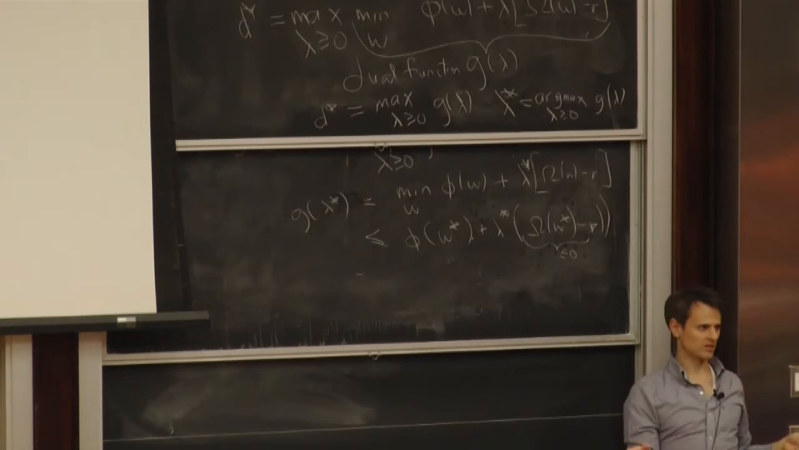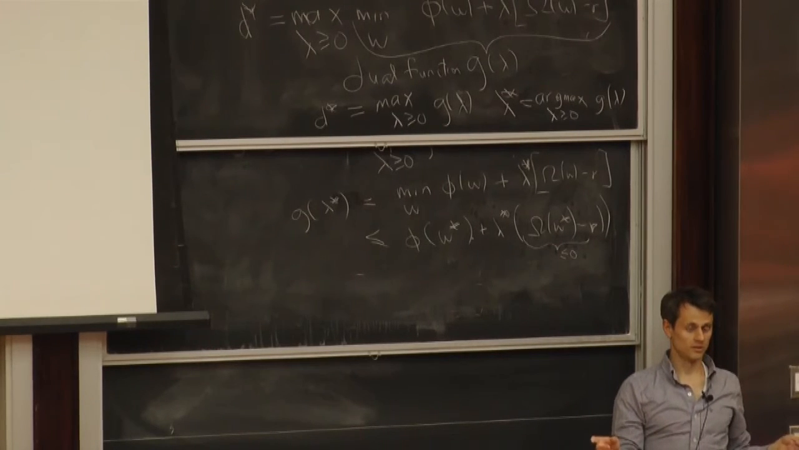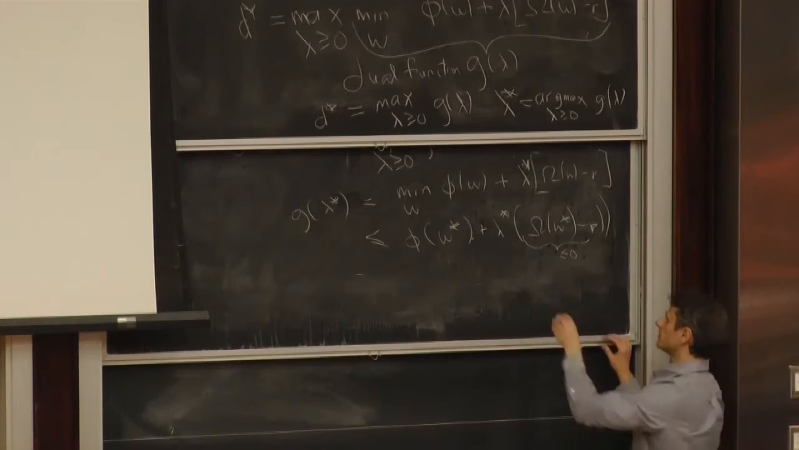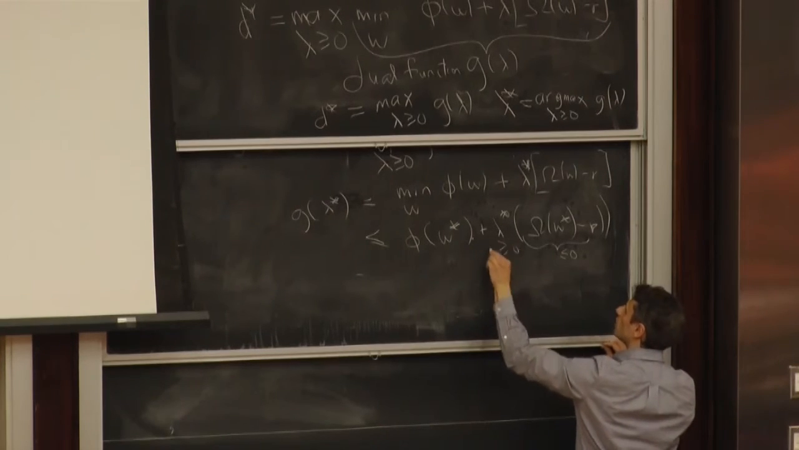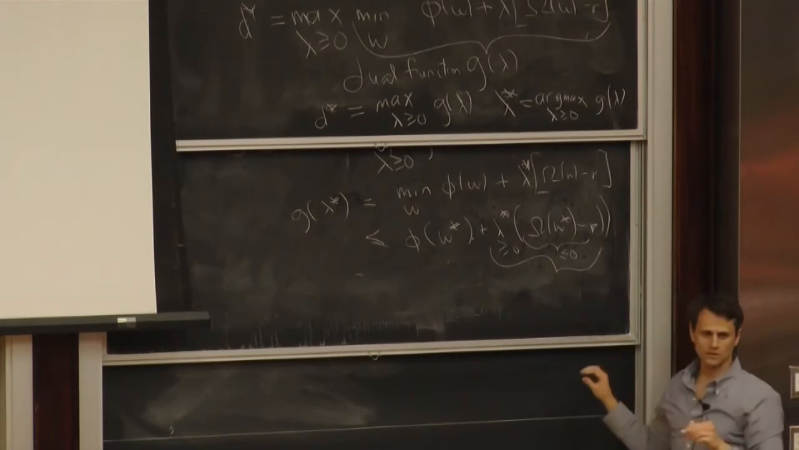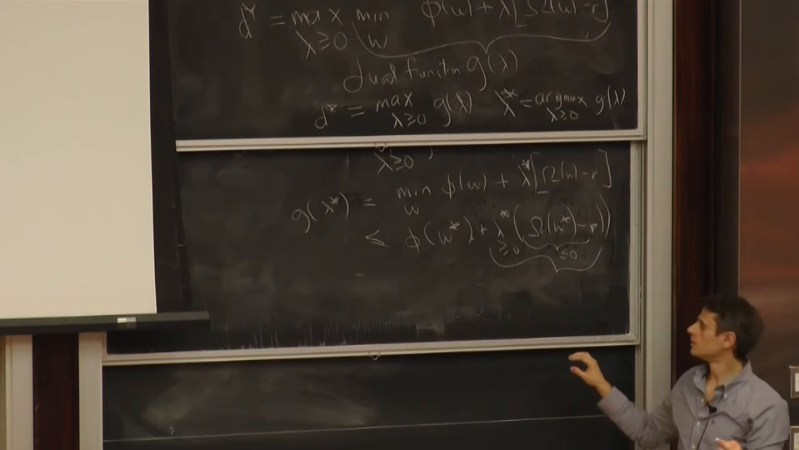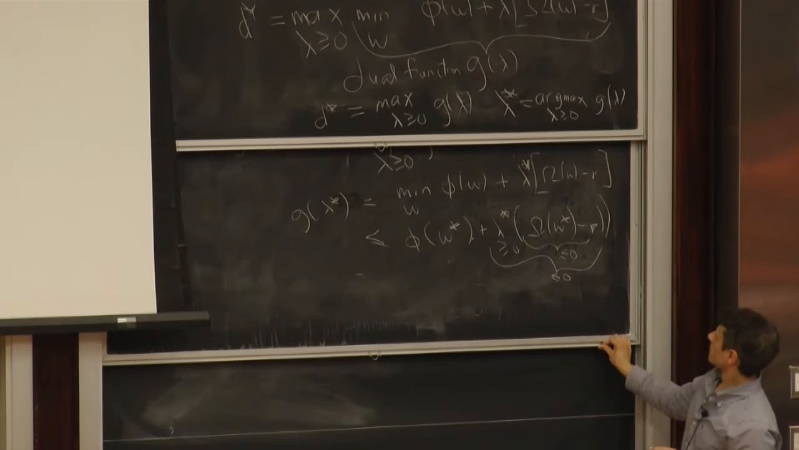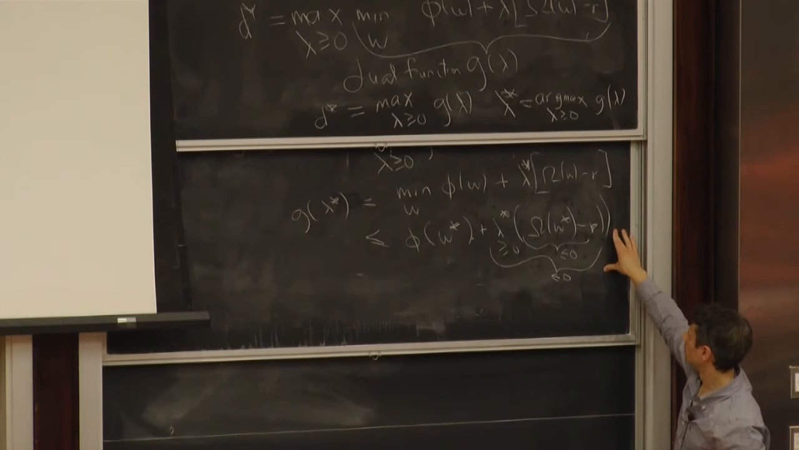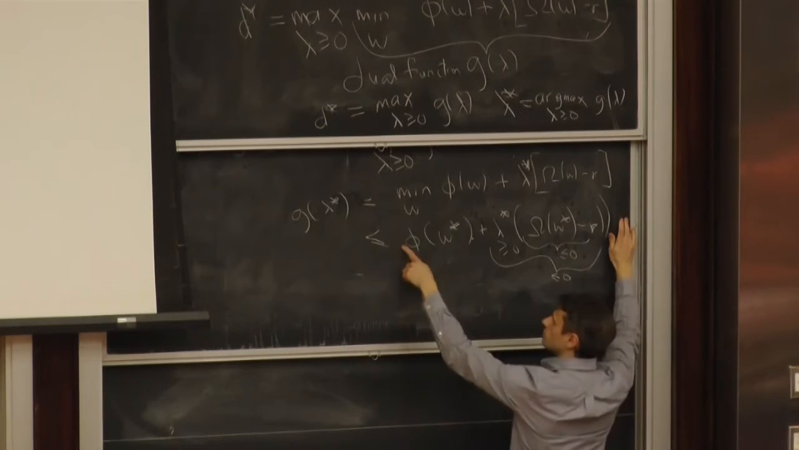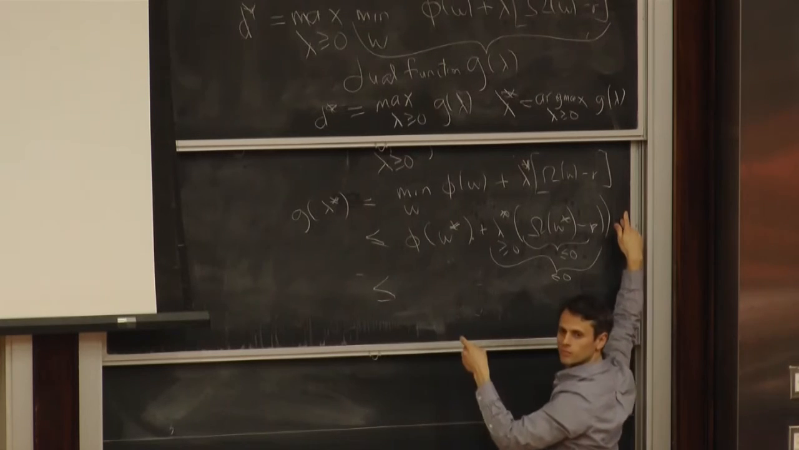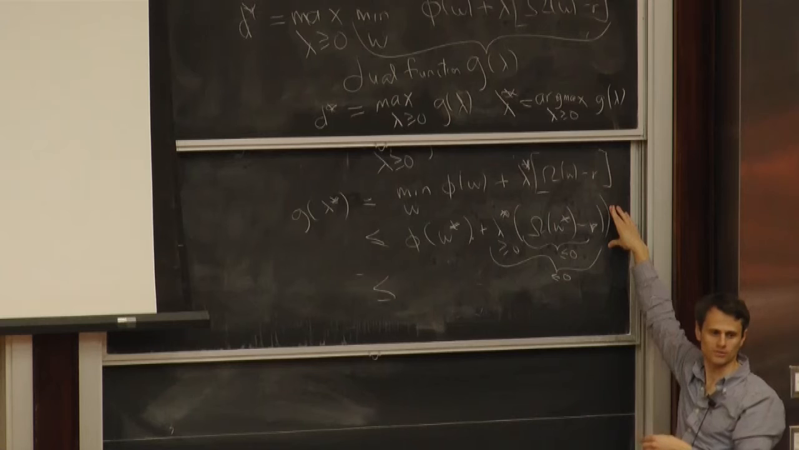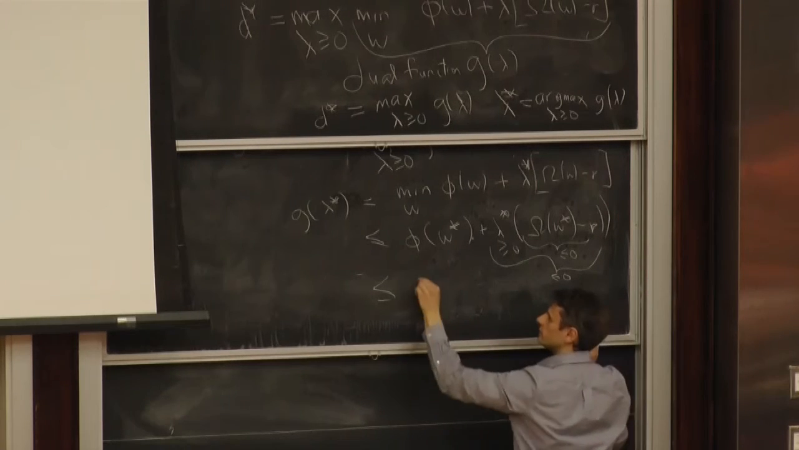And what do I know about lambda star? Yes, lambda star is greater than or equal to zero, because the constraint for lambda is that it be non-negative. So what's this whole expression? Less than or equal to zero. Positive times negative is less than or equal to zero. Great. So this whole expression must be less than or equal to the first term, because we have phi of W star, and then we're subtracting something from it. So this must be less than or equal to phi of W star.